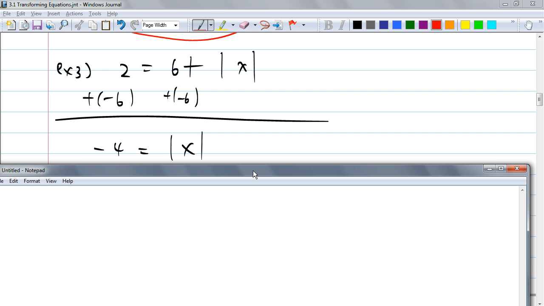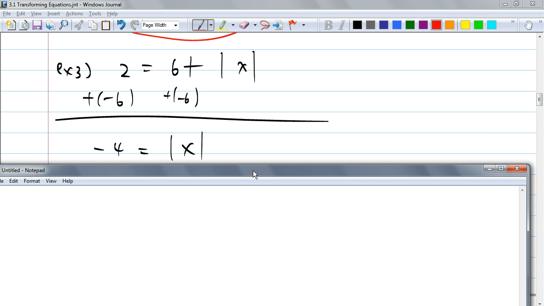All right, how many people think they have the answer? x equals -4 or +4? Raise your hand. How many people say x equals +4? How many people say x equals -4 then? What should be the answer?